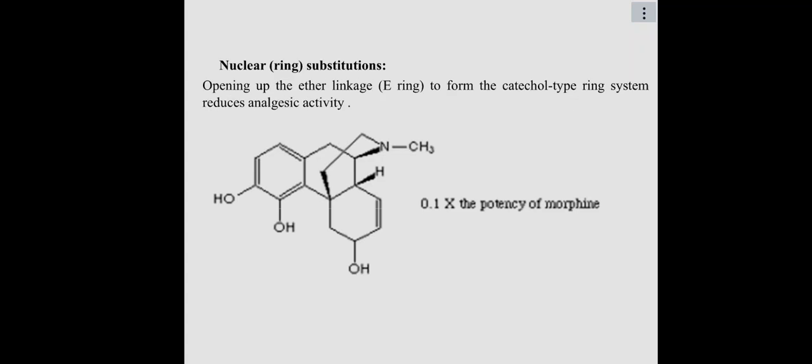Now we are done with the peripheral changes, and even that one change on ring C. And now we want to look at the nuclear ring substitution. So now we want to look at the rings and what can be done to the rings. Do we need all the rings that we have? We've already said we do not need them because we have already discussed the morphinans, and the morphinans are what you get when you remove a ring. You can see if you look at this compound, you had a ring here.